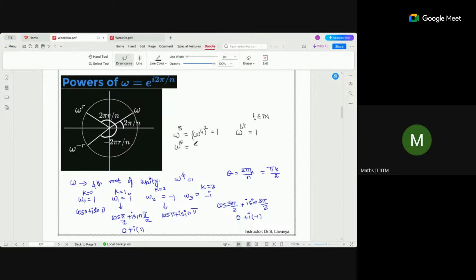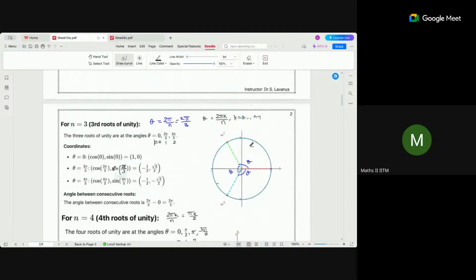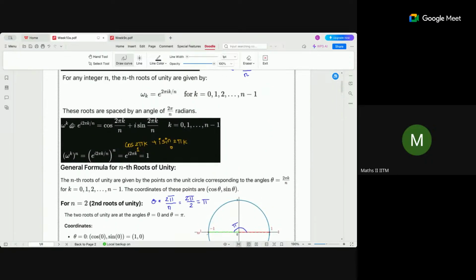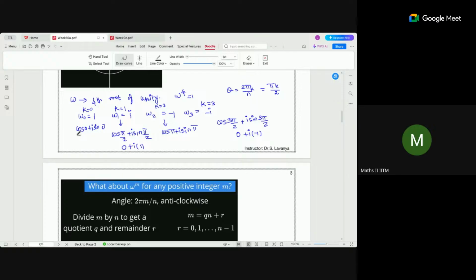It is same as omega power 4 into omega. Omega power 4 is 1, so it is simply omega, right? And omega value is 1. And by the way, do you remember here your omega k is exactly same as omega power k, right? Omega k and omega power k are exactly same. So you can see that this is omega naught, same as omega power 0, or you can say simply omega, or here omega power 1, omega square, and here omega cube.